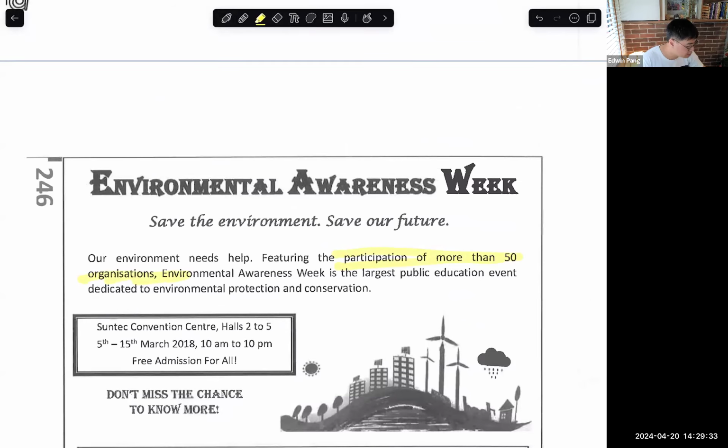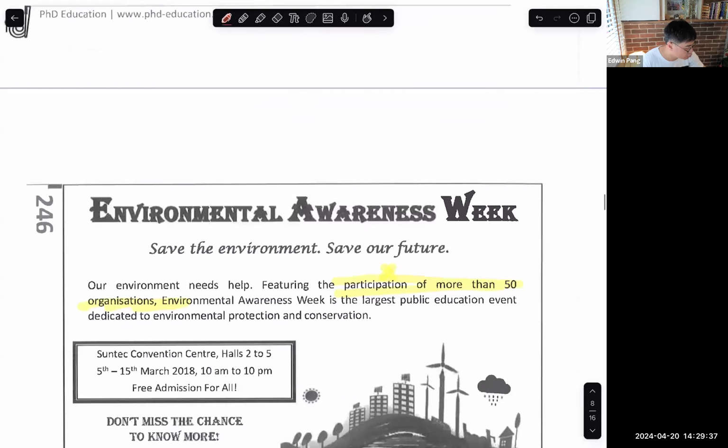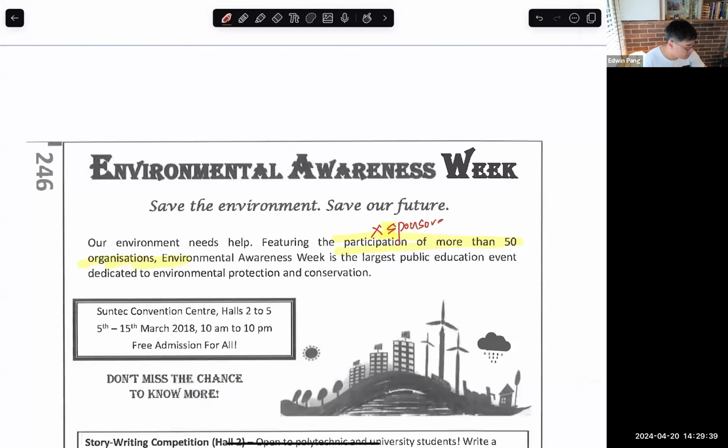So participation does not equal sponsorship. I think 1 or 2 of you asked me very cleverly, what is a sponsorship? A sponsorship is when the organization gives you money to run the event so that their name can be featured.